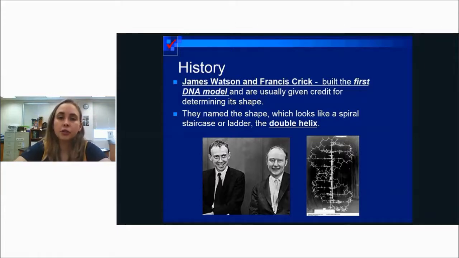James Watson and Francis Crick were two other scientists working on discovering the shape and structure of DNA, and they were the first to build a model of DNA. And most of the time they were given credit for determining its shape. They did use help from Rosalind Franklin's research and her X-ray pictures in order to make their discovery. They named the shape the double helix. Double meaning there are two strands, and helix meaning that it is a spiral shape and it looks like a spiral staircase or a spiral ladder.